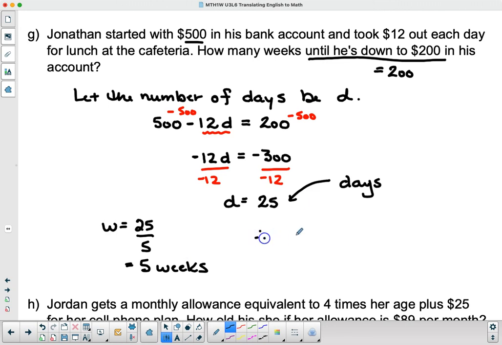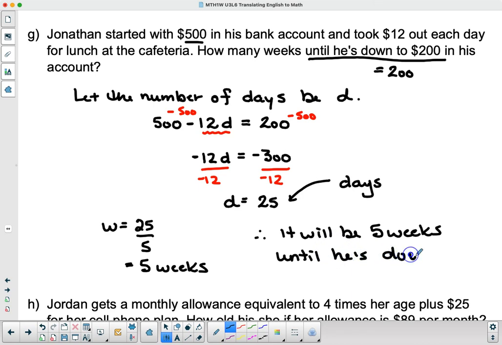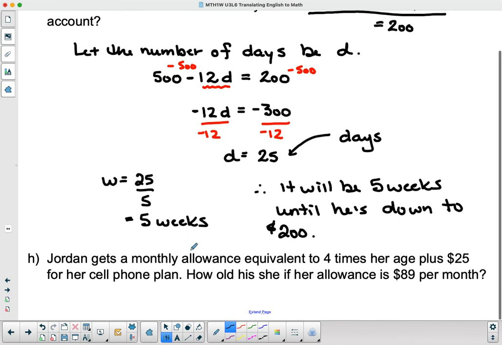So therefore, it will be 5 weeks until he's down to $200. Now, I actually suspect that this was a typo when I first put this question together, that I wanted to do days total. But this worked out quite nicely to an even number of weeks.